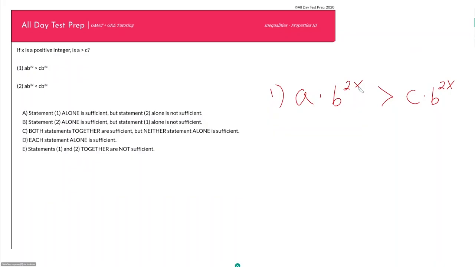And so let's see, can b to the 2x be equal to 0? And it cannot be, because if b to the 2x were equal to 0, our left side would not be greater than our right side. They would be equal to each other. And so that checks off the first part of our inequalities checklist. And then the second part is, if I want to divide each side by b to the 2x, I need to know its sign. And so do I know its sign?